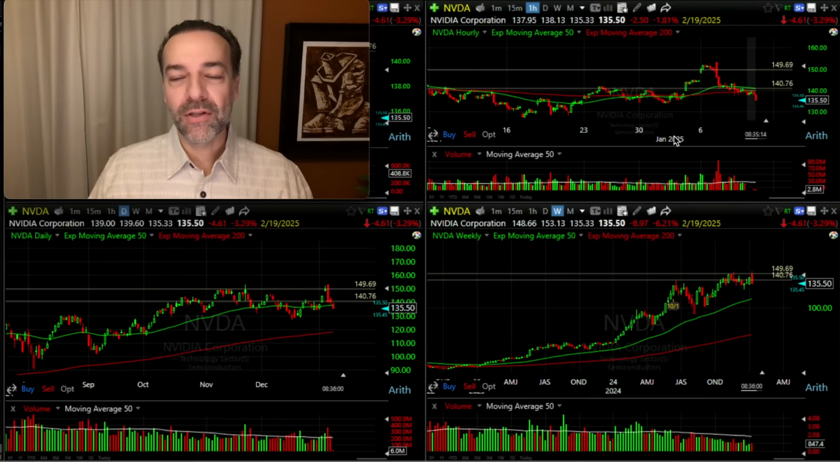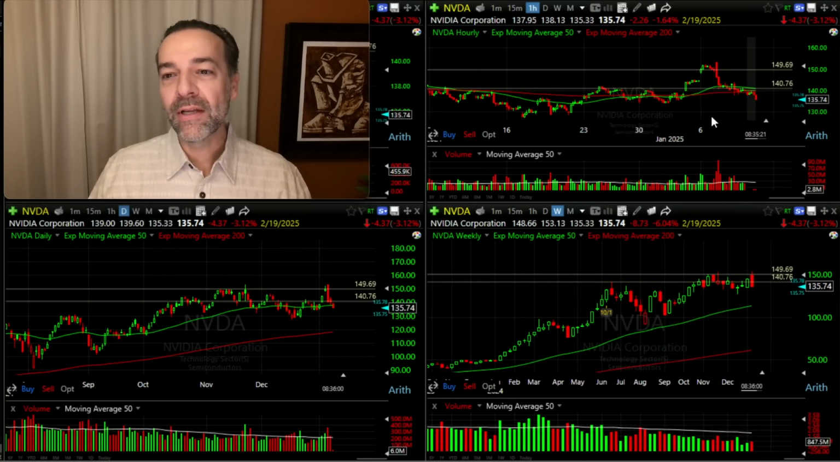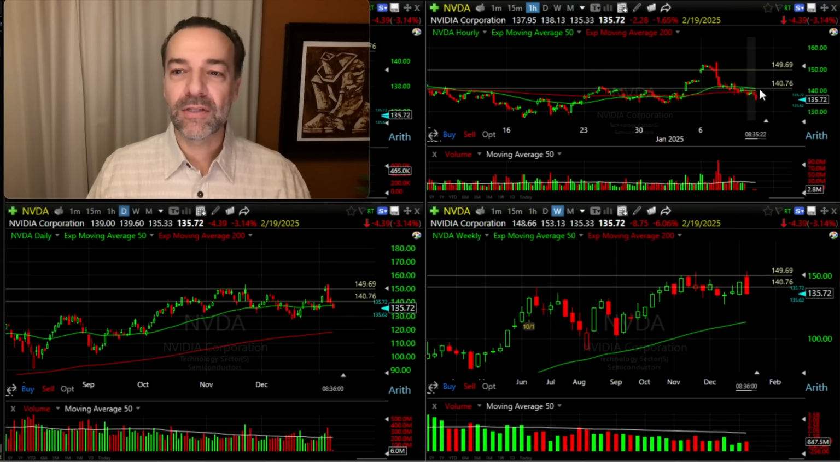Now on our hourly chart in the top right, we see Nvidia is just kind of trading sideways. A slight bullish tinge, although today with the market just opening, it looks like we might be having a little bit of a down day, as you see on this candlestick. But overall, so far we see a slight bullish trend in Nvidia on this hourly chart.